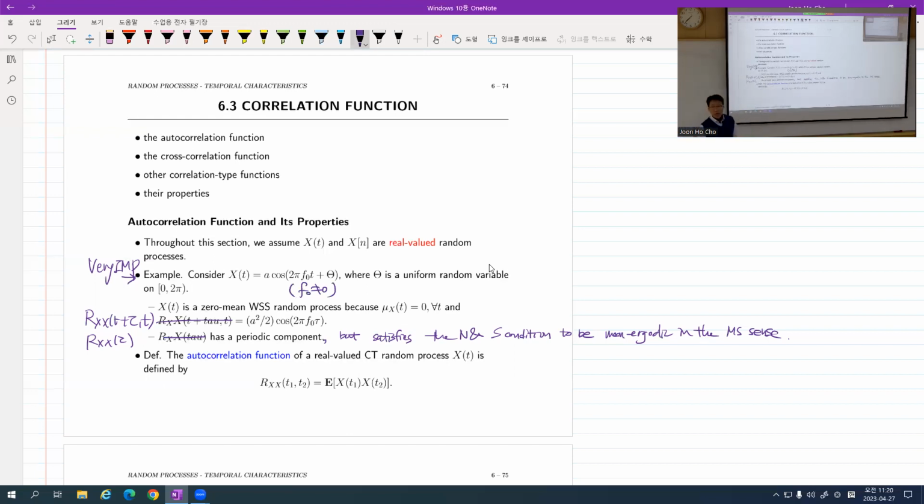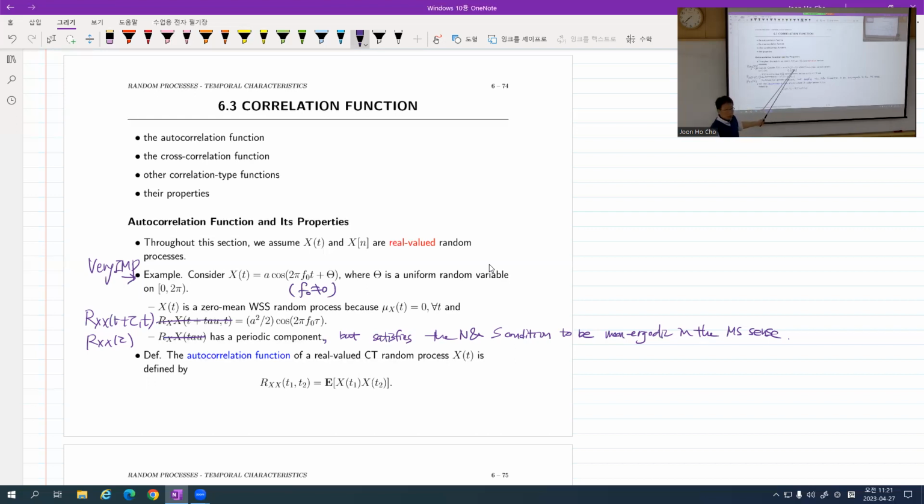Now, we already know that this random process has each sample path that is a simple cosine function with some offset theta. So depending on the realization of theta, we have a shifted version of A cosine 2 pi f t. So in one realization, we observe a cosine function with amplitude A. Now, let me ask you a question. First, what is the time average of this sample path?